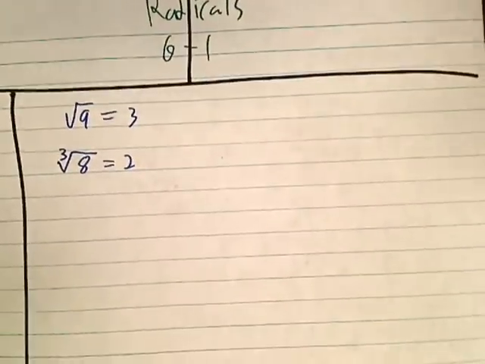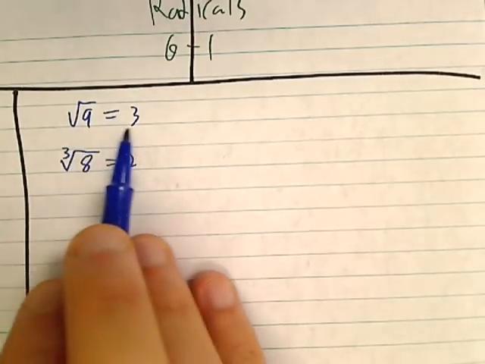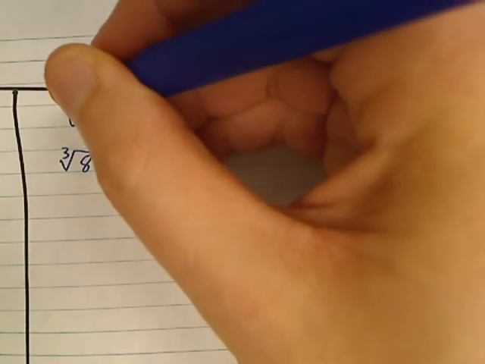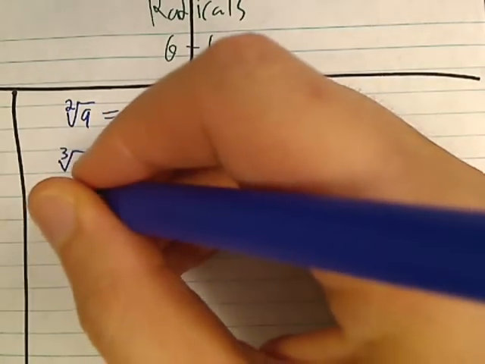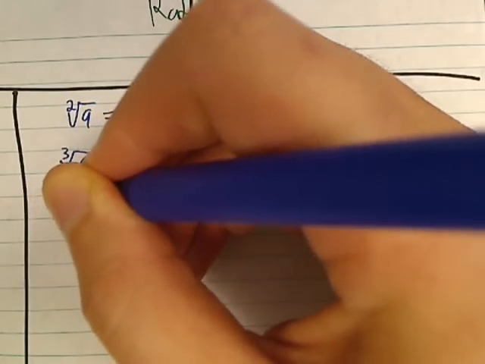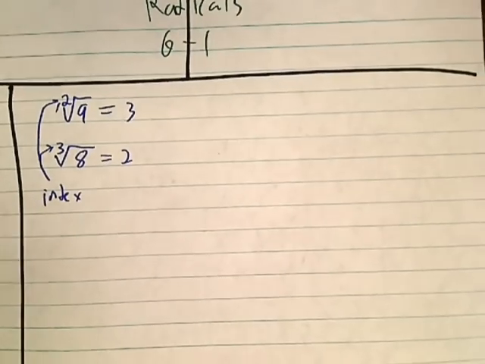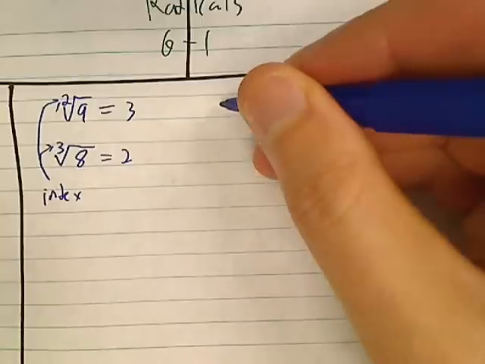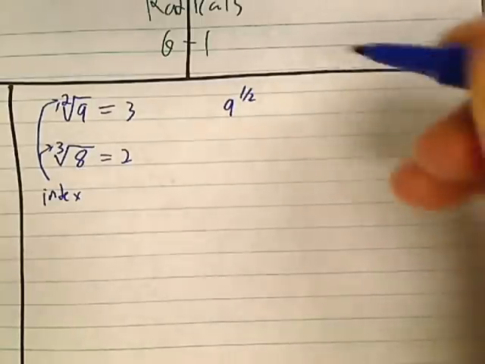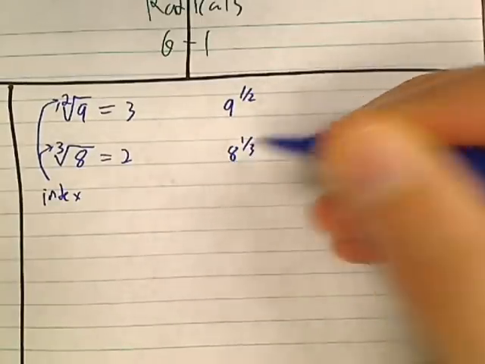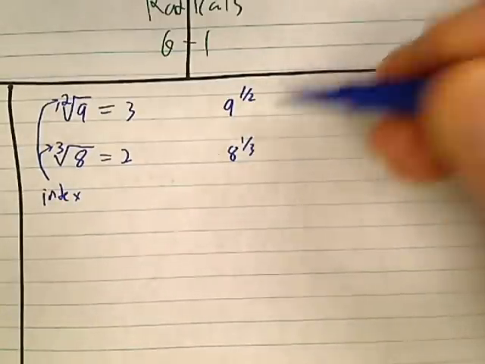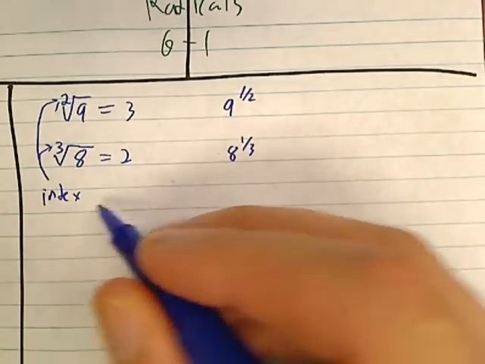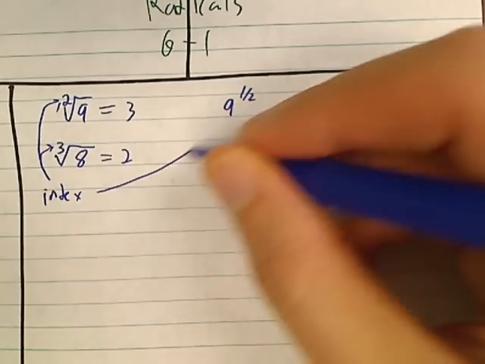One thing that I want to note real quick before we move on is that this means the same thing. Well, here, let me put the 2 there so that we can see it. And this is called the index. That number in there is called the index. Okay, and I could write this as an exponent. I could say 9 to the 1/2 power and 8 to the 1/3 power. The index is really just the denominator in the exponent. So the index goes right there.